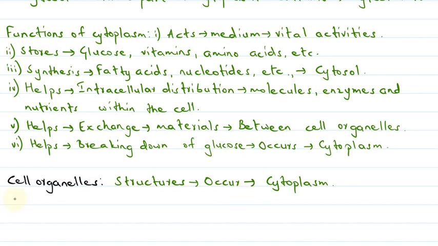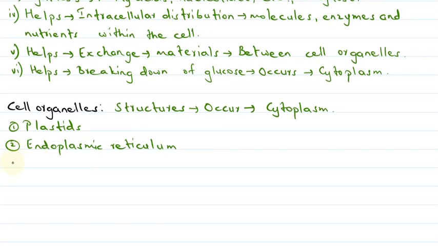The organelles include plastids. Plastids are cell organelles. Then endoplasmic reticulum. Then there are ribosomes. These are also cell organelles. Then there is Golgi bodies.